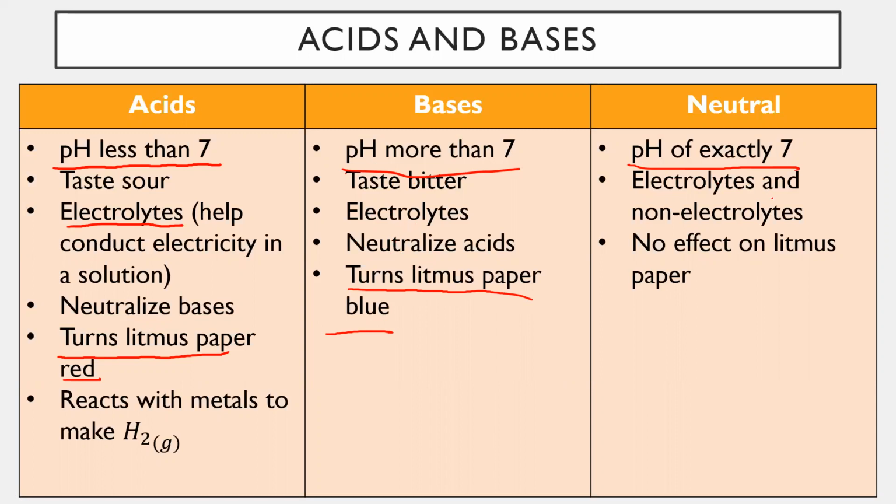Neutral things have a pH of exactly 7. They can be an electrolyte, but they could also not be an electrolyte, and they have no effect on litmus paper. Regardless of whether you had red or blue litmus paper, neutral things aren't going to do anything to it, right? So in other words, neutral things don't have an effect on litmus paper. They have a pH of exactly 7. The best example of something that's neutral is water. Pure distilled water is neutral.